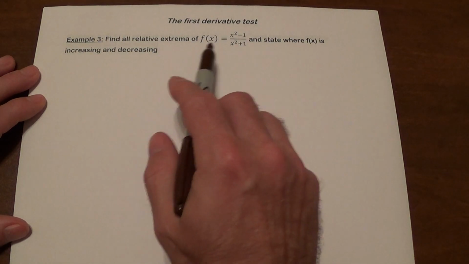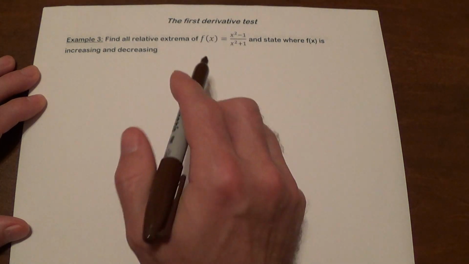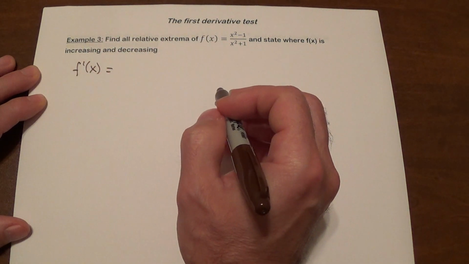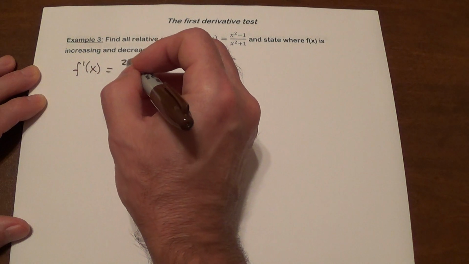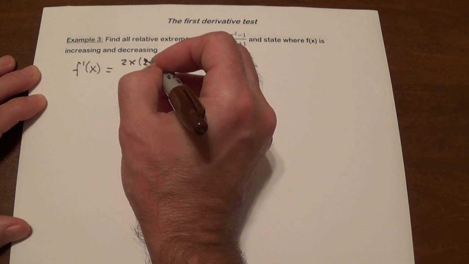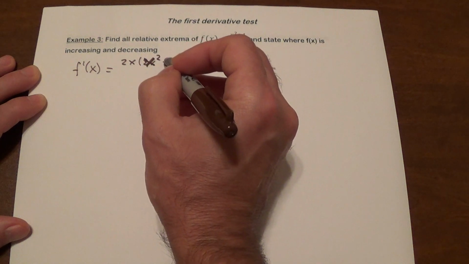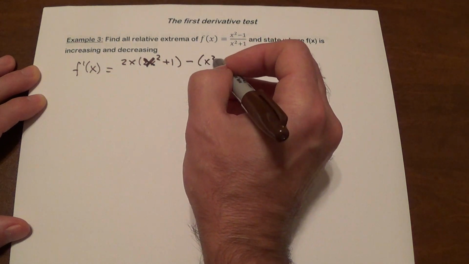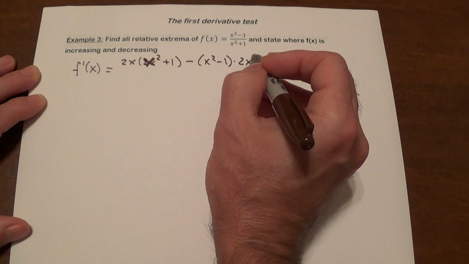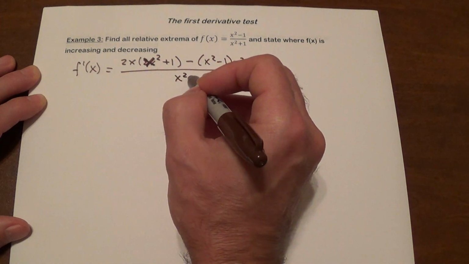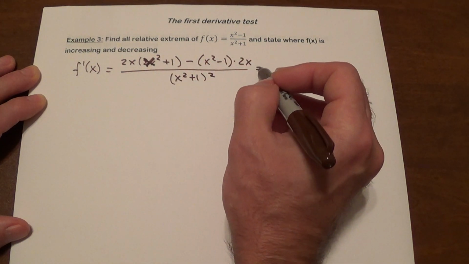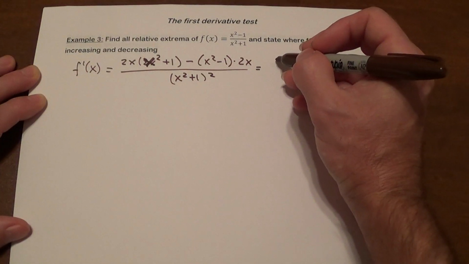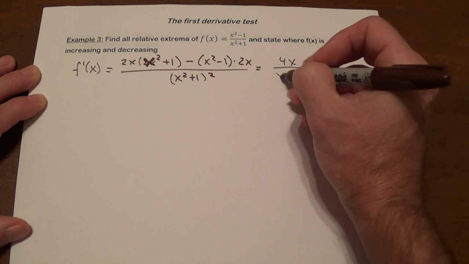So we need to find all relative extreme of this function and state where it's increasing, decreasing. So you're going to have to use the quotient rule here to find the derivative. So the first derivative is going to be 2x times x squared plus 1 minus x squared minus 1 times 2x all over x squared plus 1 squared. So when you simplify all that, you're actually going to get 4x over x squared plus 1.